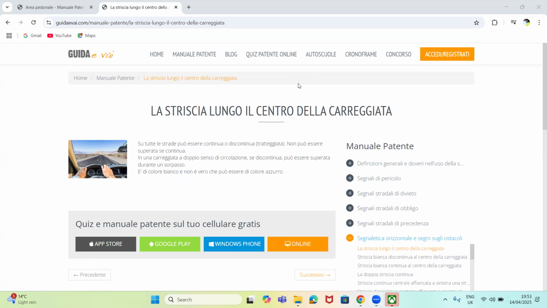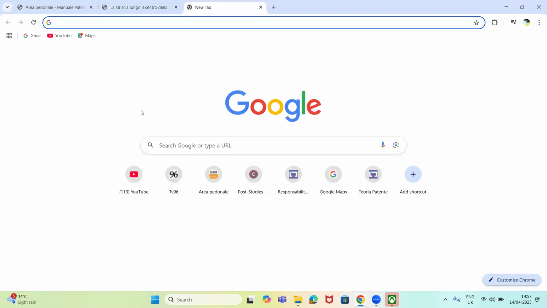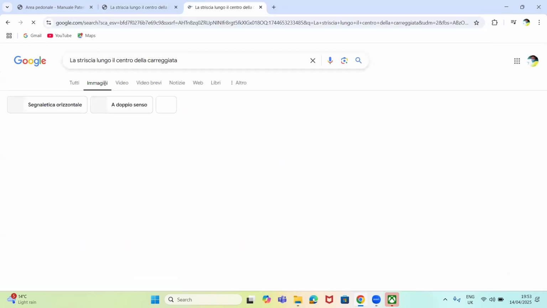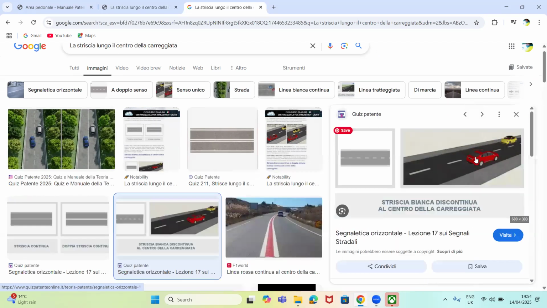Now, la striscia lungo il centro della carreggiata. What does this mean? I'll show you a picture and I'll call up a student to explain it, because to me all these things are revision. Now, I'll call up Mrs. Augustina. Watch. They said la striscia lungo il centro della carreggiata. I want to show you one particular picture. Before I ask you a question, I will first tell you.